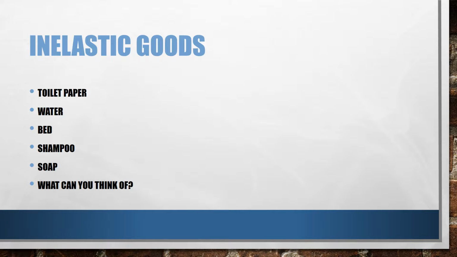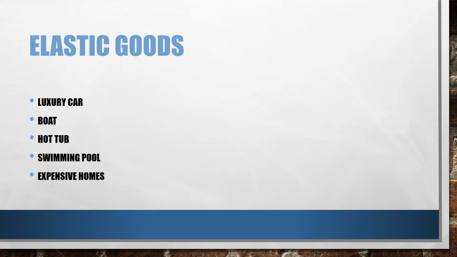I'm going to show you some inelastic goods. Inelastic goods are typically those that we need. They're necessities. They're things that we cannot demand less of when that price goes up. You can think of toilet paper, water, having a bed, shampoo, soap. These would be things that would be very unresponsive to price changes. Also gasoline a lot of times, at least in the short run, is in this category.